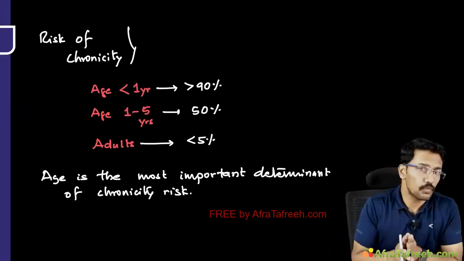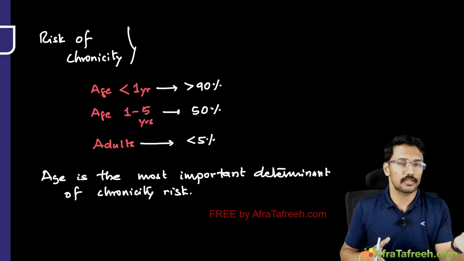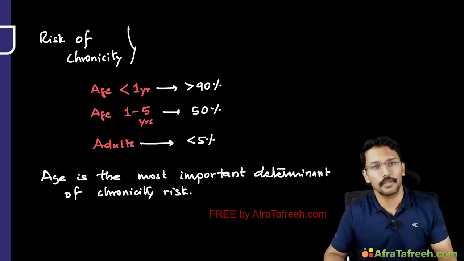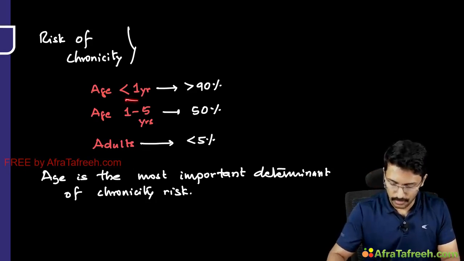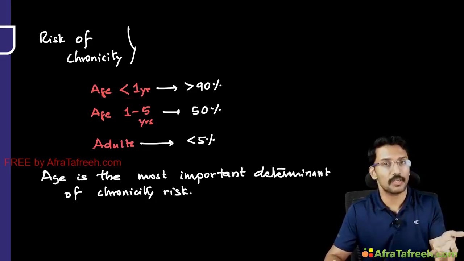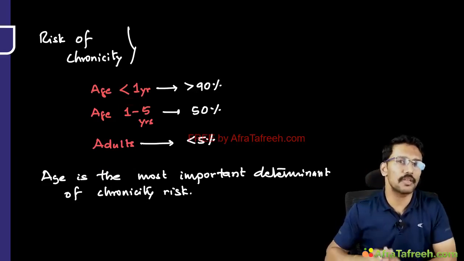So now that we know that age is an important determinant for the chronicity risk, we should also know what leads to recovery, right? Like even when the age of the patient is under 1 year, 10% of the patients are making a recovery, right? They're not becoming chronic hepatitis. So what leads to recovery?